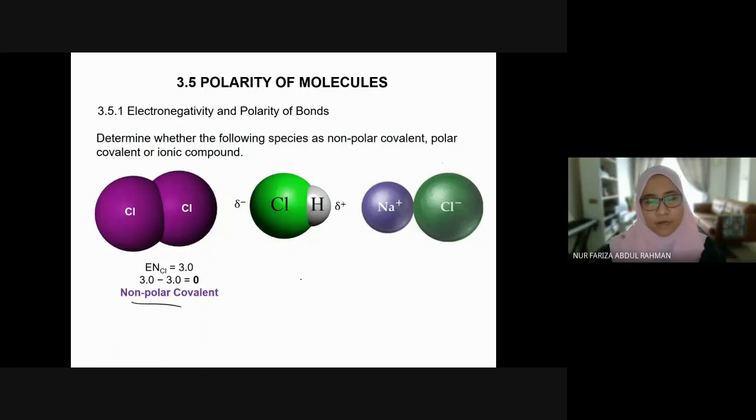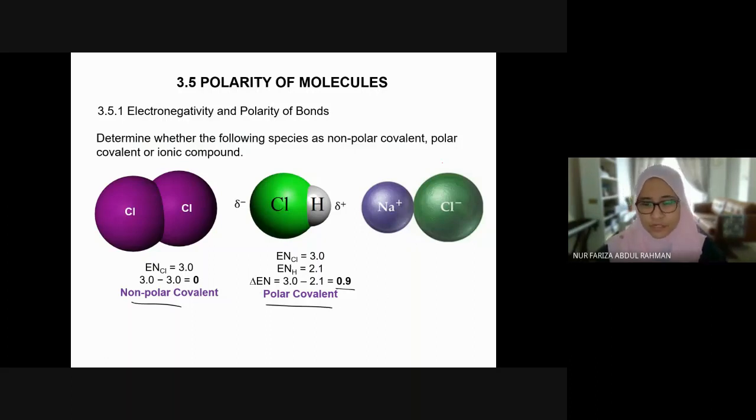Alright, we got non-polar. How about H and Cl? Refer to electronegativity from the periodic table just now. Cl is 3. Hydrogen is 2.1, so this is considered quite high. 3 minus 2.1, we got 0.9. So 0.9 falls under polar covalent just now.